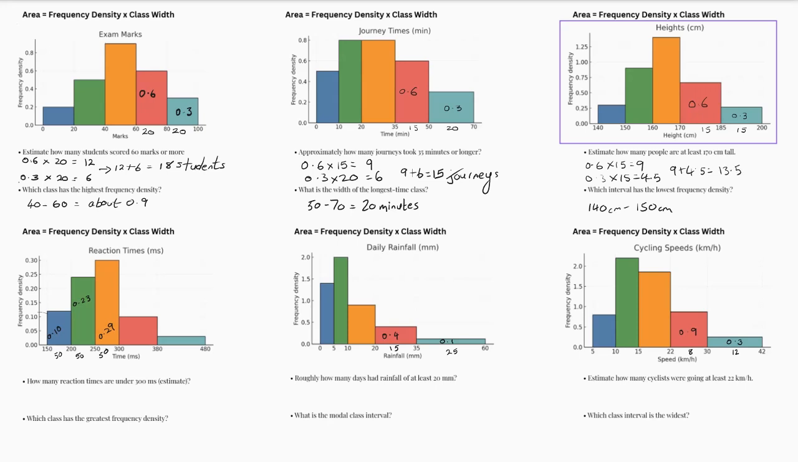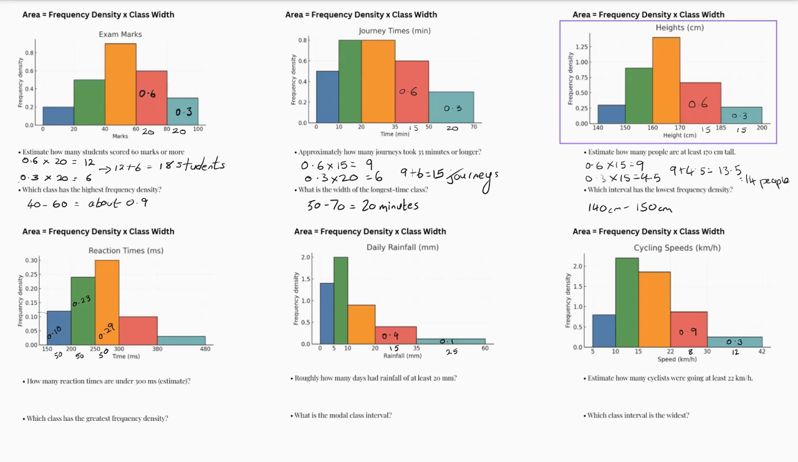Can we leave our answer like that? Think about it. No, because we need to round it up, because it's asking us how many people are at least. How many people? Okay, so we round it up. So the answer is 14 people. We round it up because this number's 5. If it was 13.4, we would have rounded it down to 13 people.